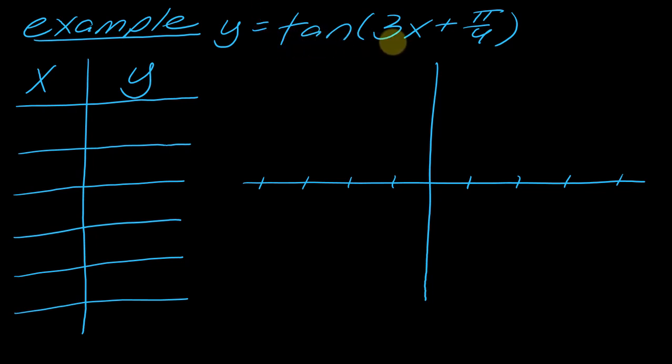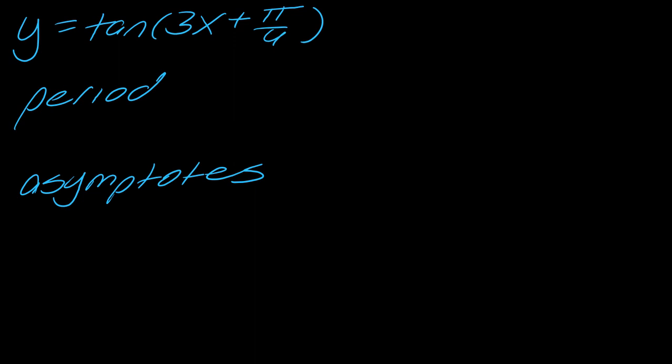Okay, so we're going to start with tangent of 3x plus pi over 4. The first thing that I always want to do with these functions is figure out what the period is. The period can be found by taking pi over b. In this case, my b is this 3, so this will be pi over 3. So that's going to be my period.